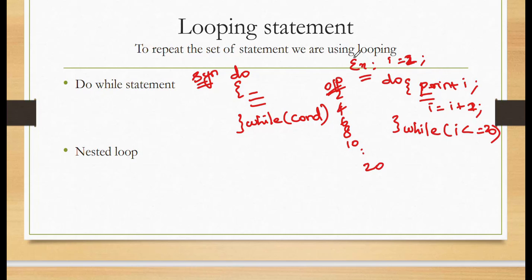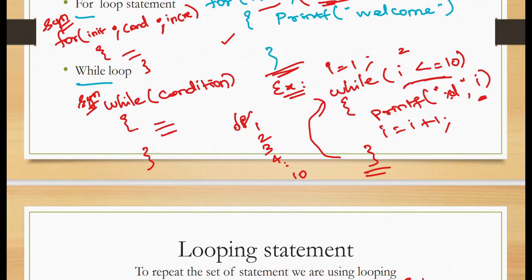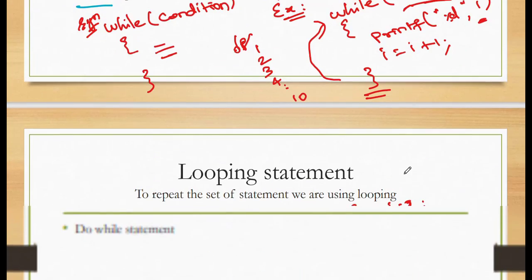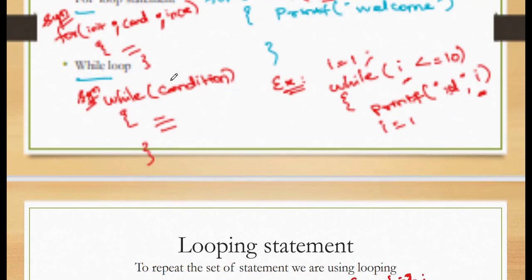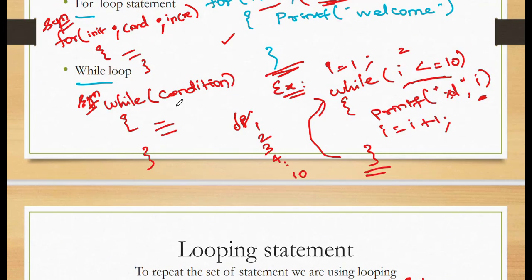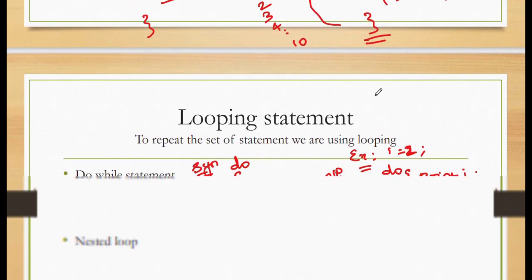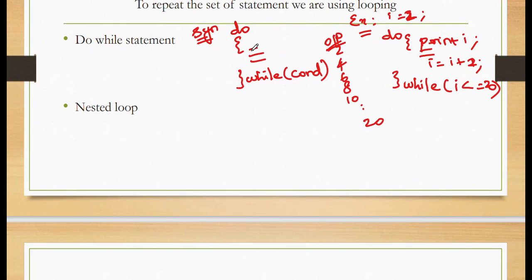The only difference between the while loop and the do while loop is that the while loop enters into the loop after checking the condition. Here in do while, it first enters into the loop and at the end it checks the condition. That is the only difference between the while loop and the do while loop. Okay.